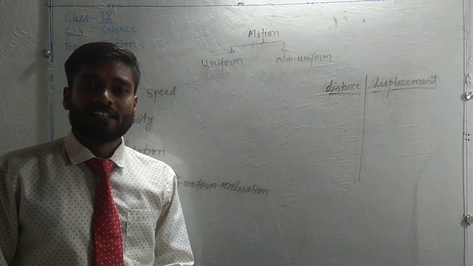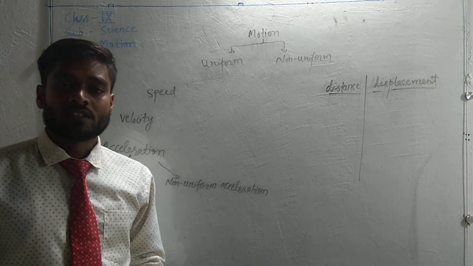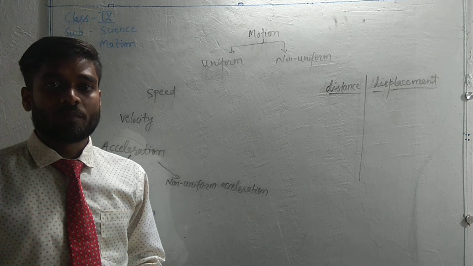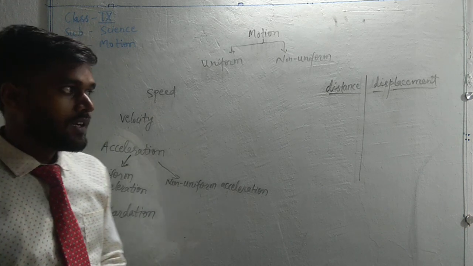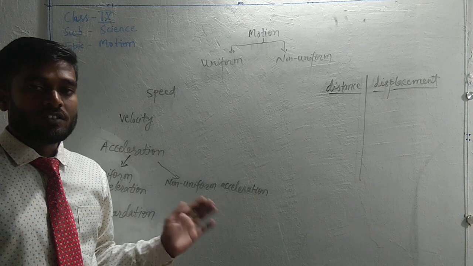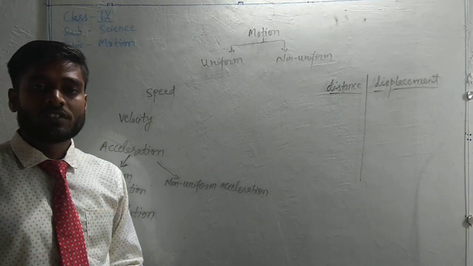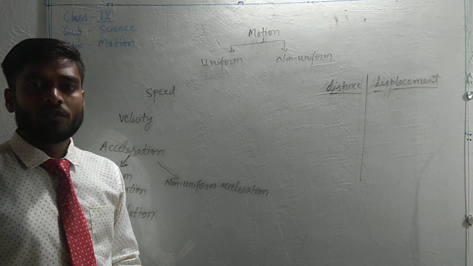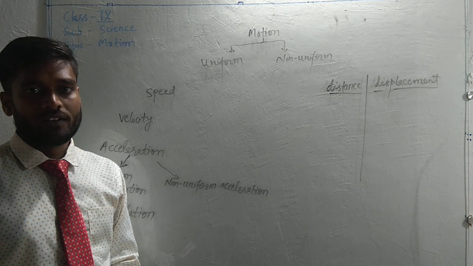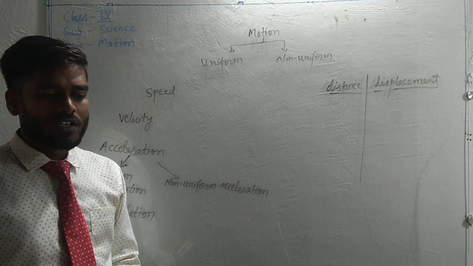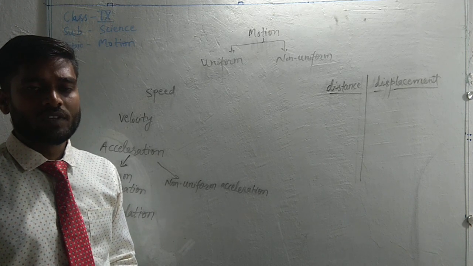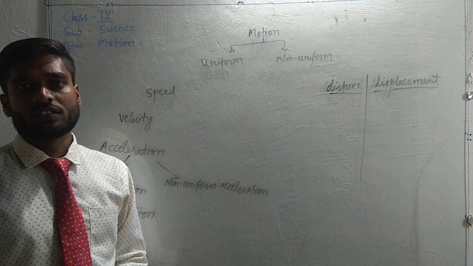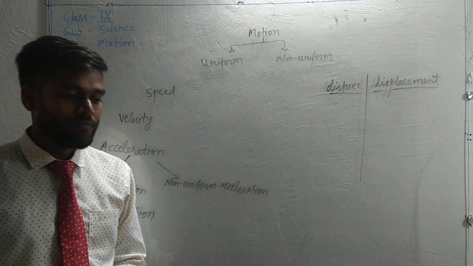Hello dear students, this video is for standard 9 and in this video we are going to discuss chapter 8, which is motion. So with the start of the chapter we have to understand about motion. What is motion? You can give one word to motion as movement. Movement means change in position. So if there is change in position with respect to time, an object is said to be in motion.